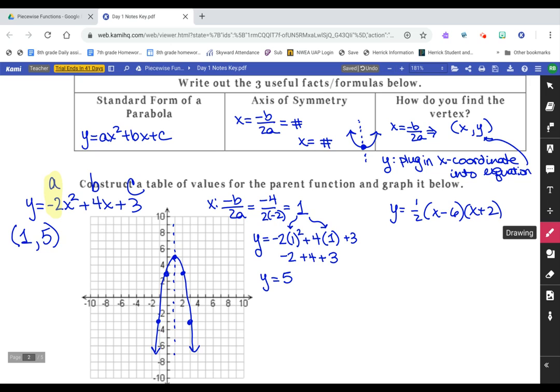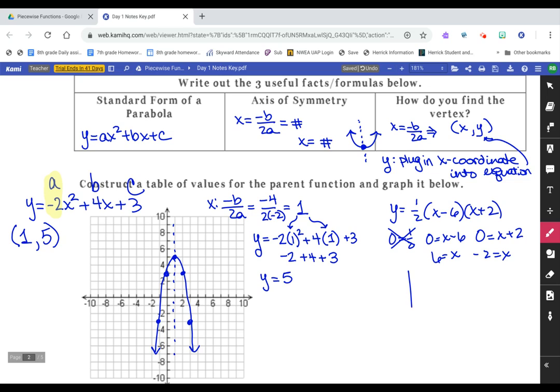First, if we're going to find the x-intercepts, that's when y is equal to 0. So if we make this equal to 0, well, 0 is equal to 1/2. We don't deal with that. 0 is equal to x minus 6, and 0 is equal to x plus 2. So your x is equal to 6 and negative 2.